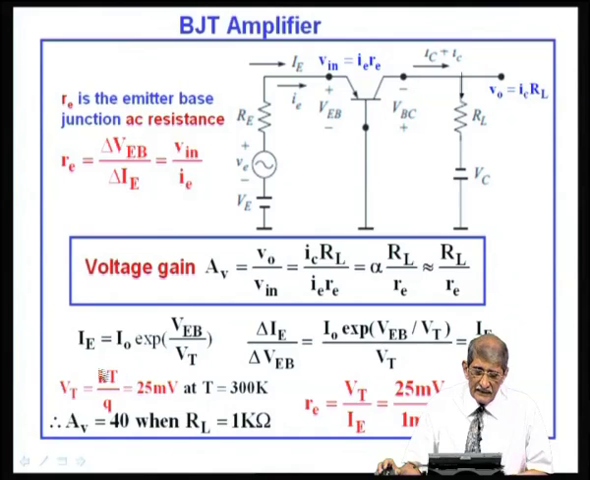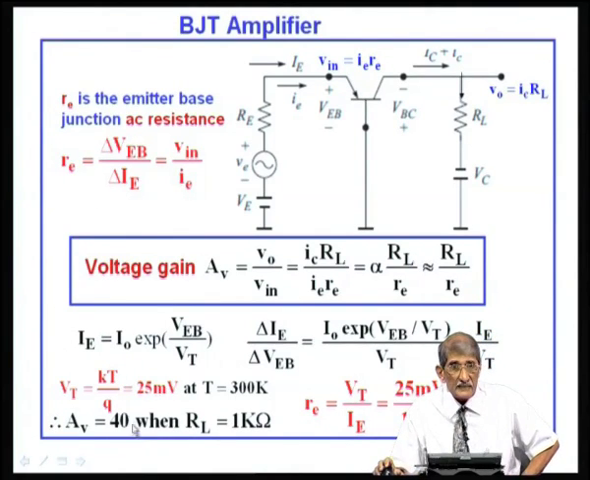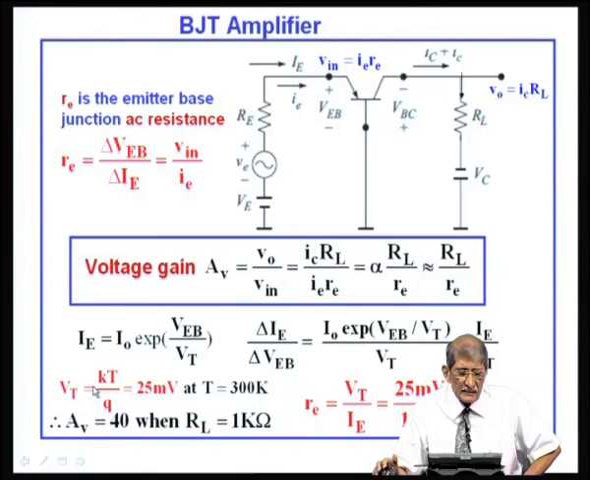V T is actually kT by q. k is the Boltzmann constant, T is the temperature in degrees Kelvin, q is the electronic charge. At room temperature, this turns out to be about 25.8 millivolts. I put it at 25 millivolts for simplicity at 300 degrees Kelvin.